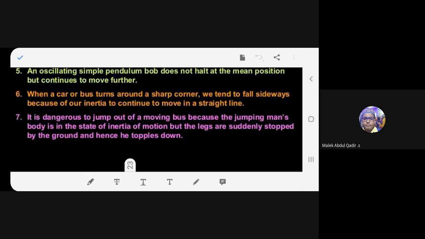Never ever try. Because see, we jump. My body was in motion earlier because I'm in motion with the bus, isn't it? But when I jump, my feet get grounded by the ground. It doesn't allow me to move, but my body is moving. And what happens? I fall down. You understand? My leg is not moving, but my body is moving. So I fall down. You got my point? Yes, ma'am.